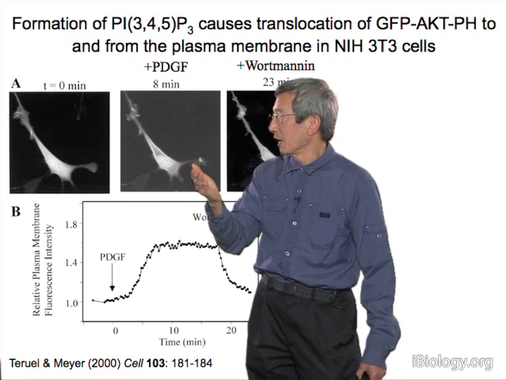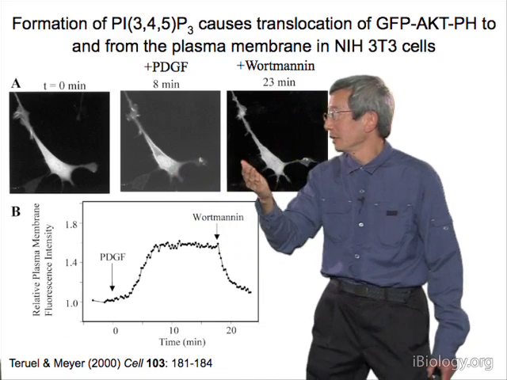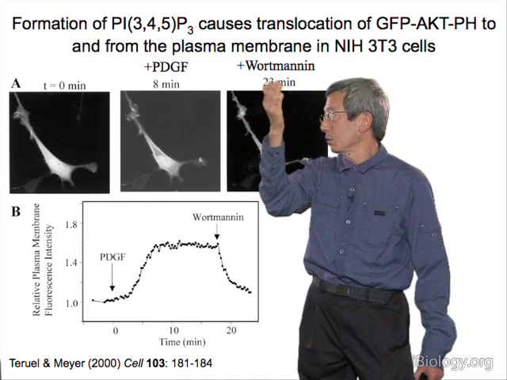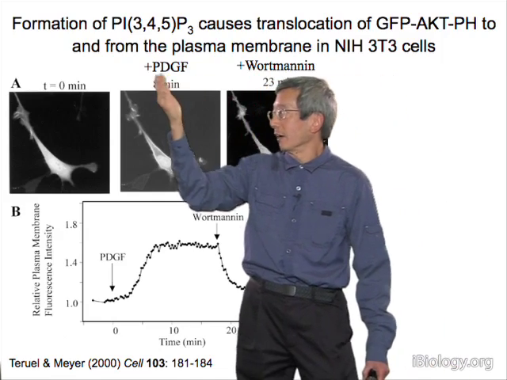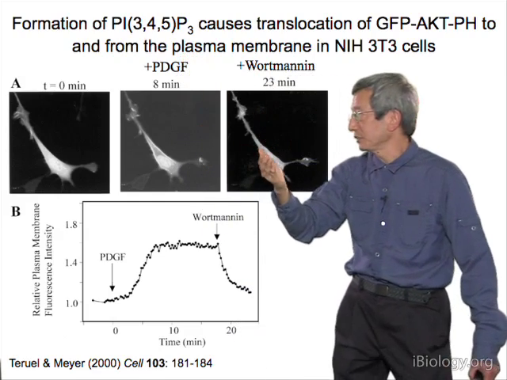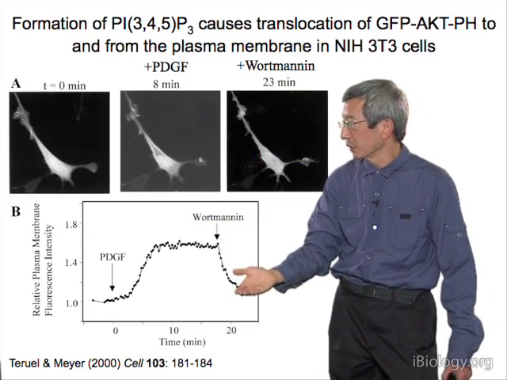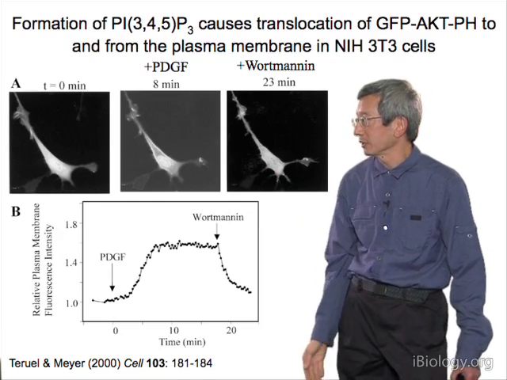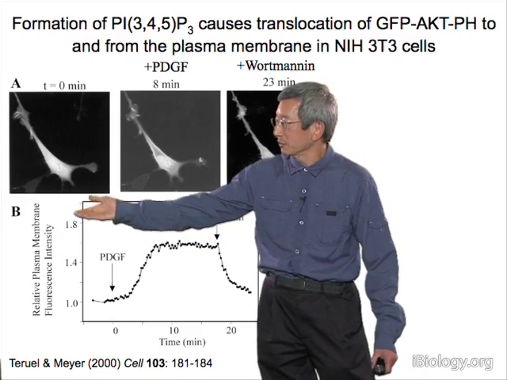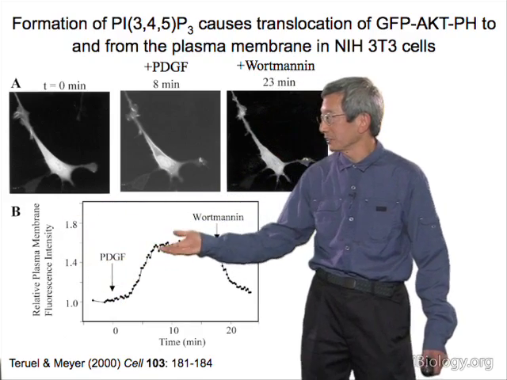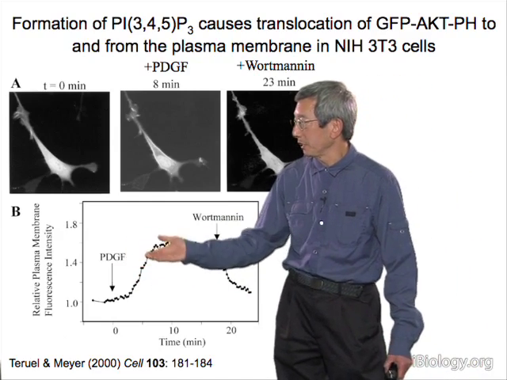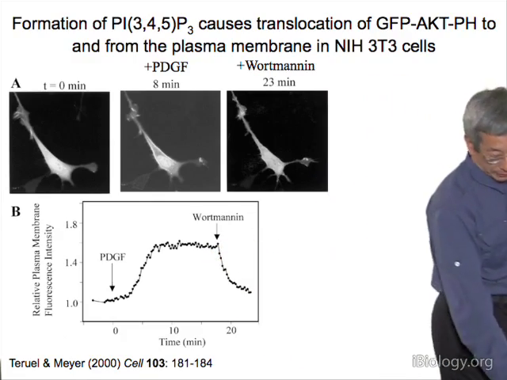And then later on, just to prove that this was reversible, they put on a drug that inhibits the kinase, and that's called wortmannin, and that allows the PI(3,4,5)P3 to be broken down by other processes, and the whole process reverses, and the GFP goes back to being in the cytosol. And this is the time graph of the relative intensity of the plasma membrane compared to the rest of the cell, going first up with a little bit of a delay due to the PDGF, and then coming back down with wortmannin.